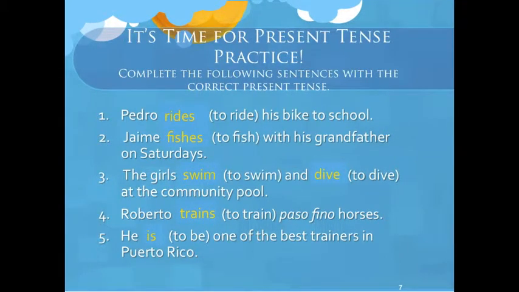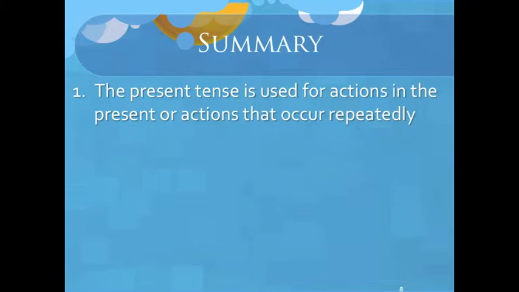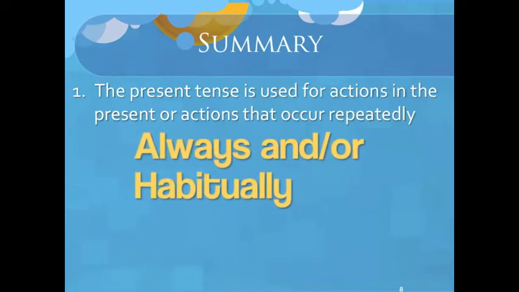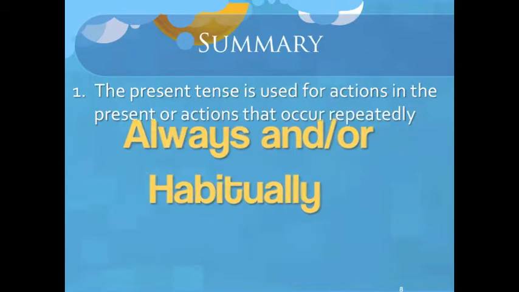It sure was. So it's time to review what we've learned today. Okay. The present tense is used for actions in the present or actions that occur repeatedly, and always and habitually as well. That's right, Betsy. I was just checking to see.